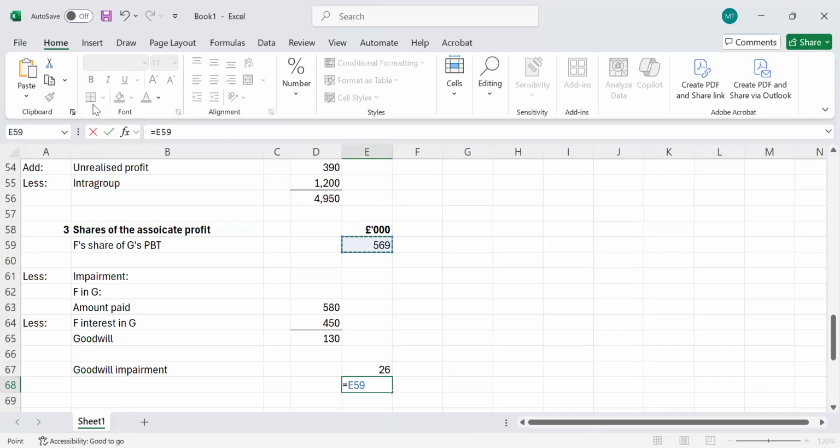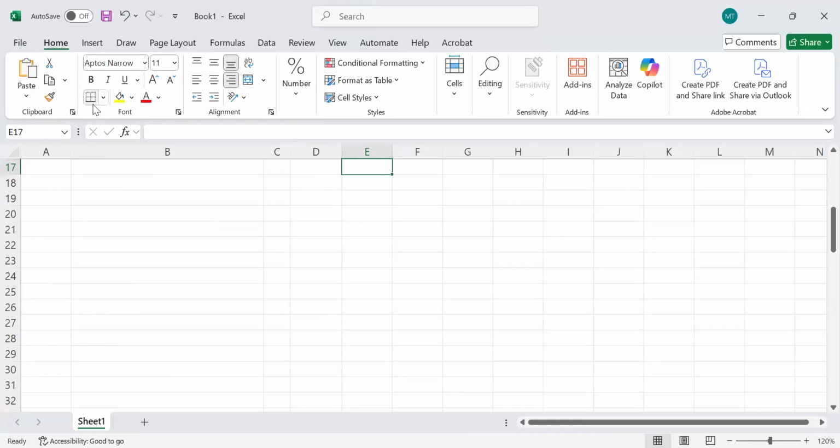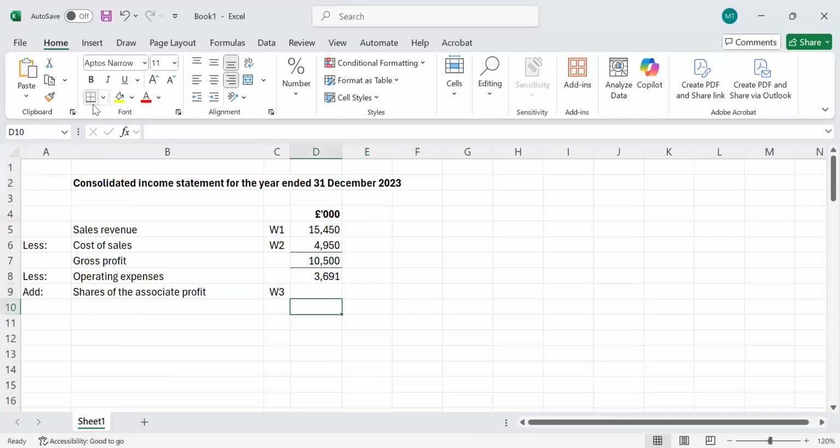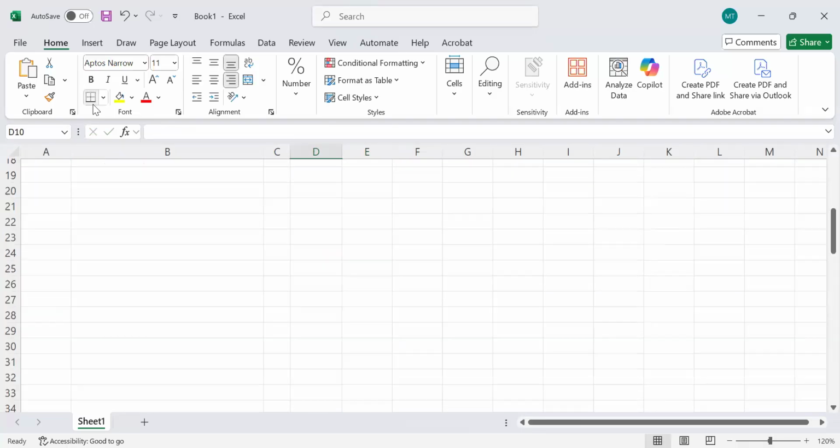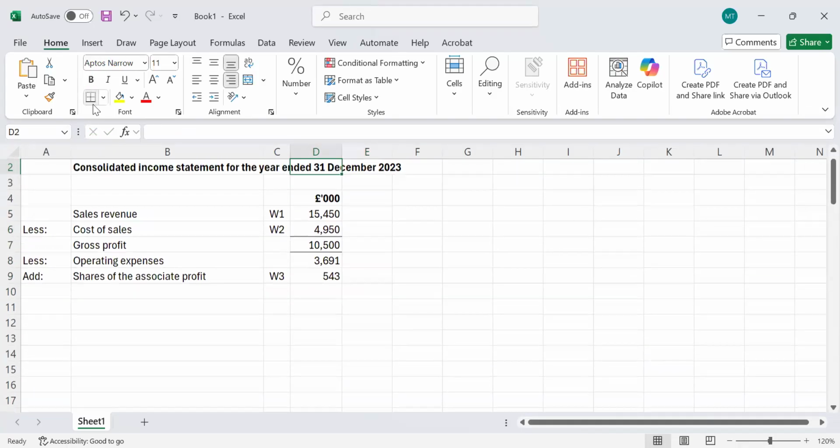So the parent's share of PBT minus goodwill impairment gives 543,000 pounds, which is the share of the associate profit after taking into account the goodwill impairment. Now we're going to show this in here. I'm going to link this so that you will remember. 543. We have dealt with the share of the associate profit. Next item will be goodwill impairment.